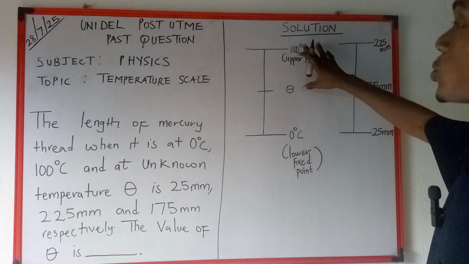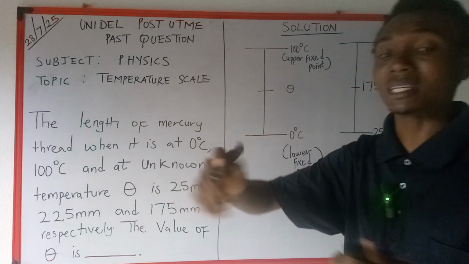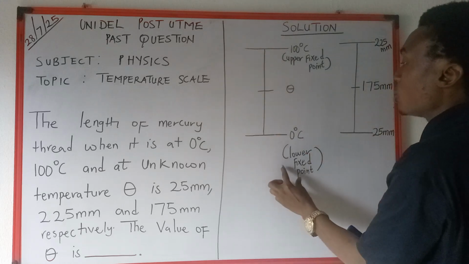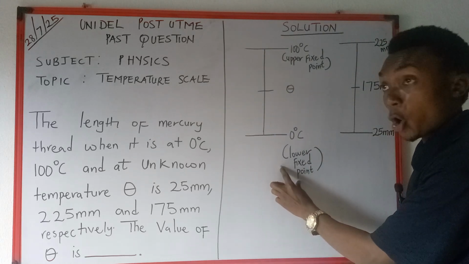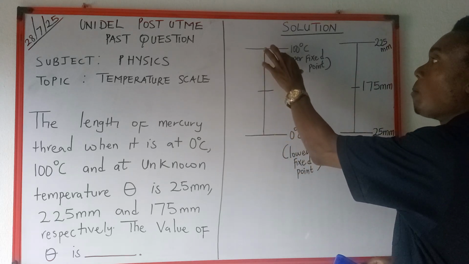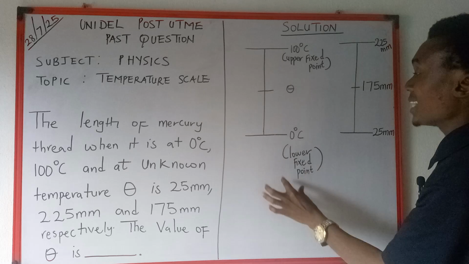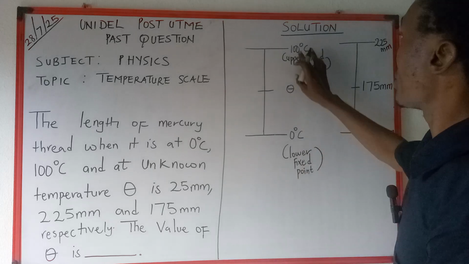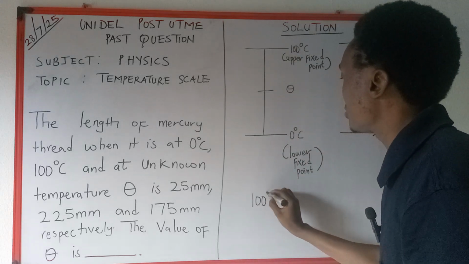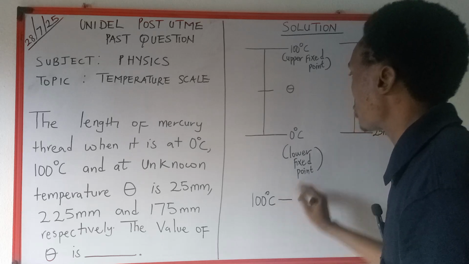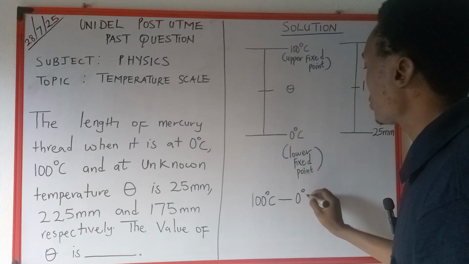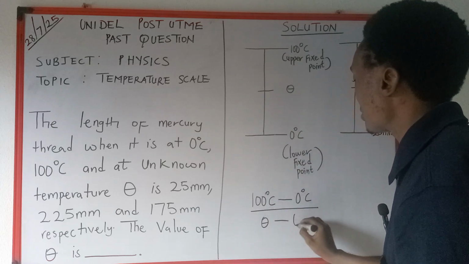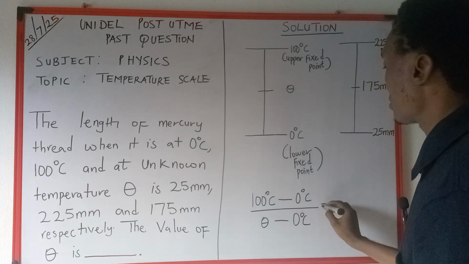So the next thing you do is to get what we call the fundamental interval. What is fundamental interval? Fundamental interval is the difference between the upper fixed point and the lower fixed point, or the difference between the boiling point of water and the freezing point of water. Okay, so take note, this is what I'm going to do. I'm going to say 100 degrees Celsius minus 0 degrees Celsius over theta minus 0 degrees Celsius.